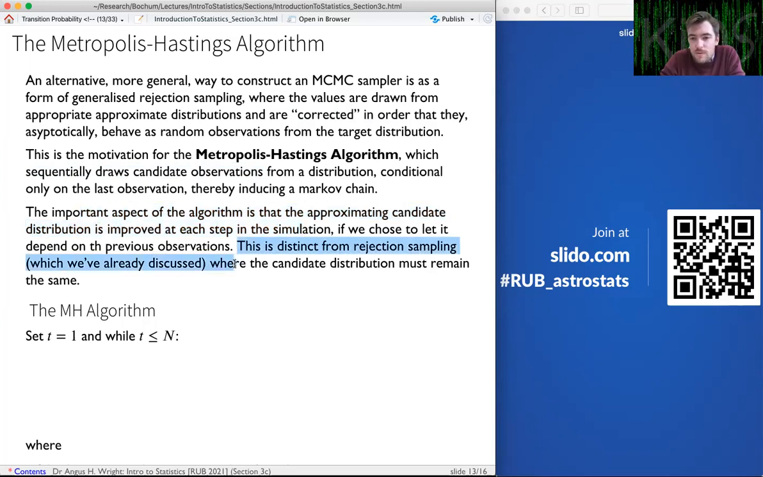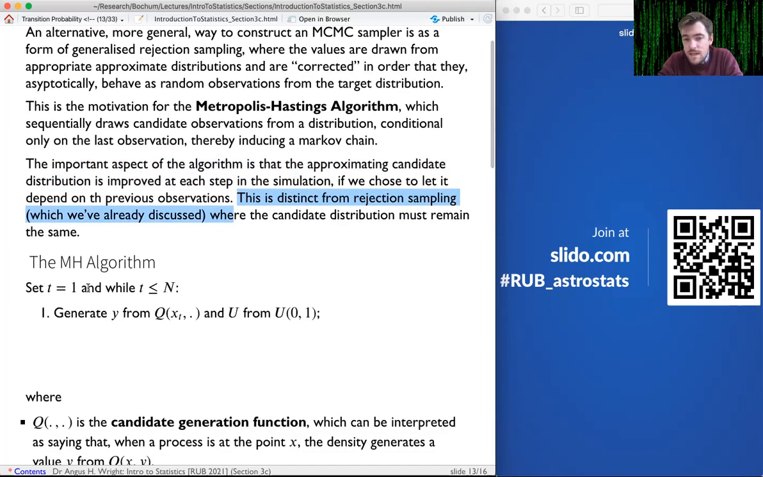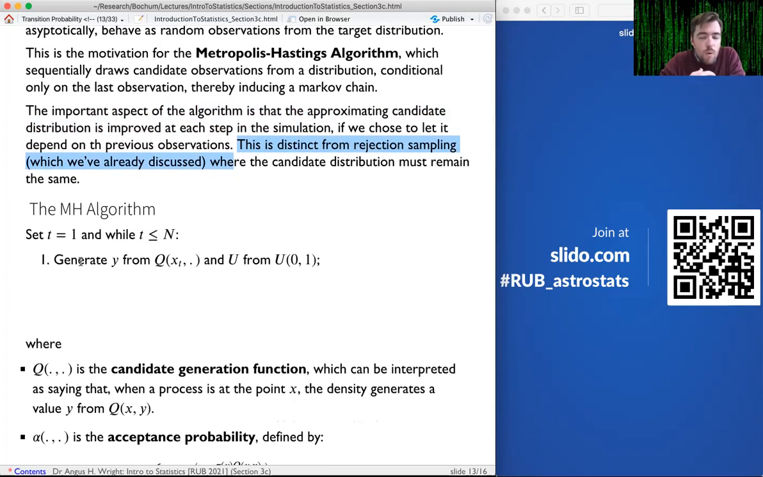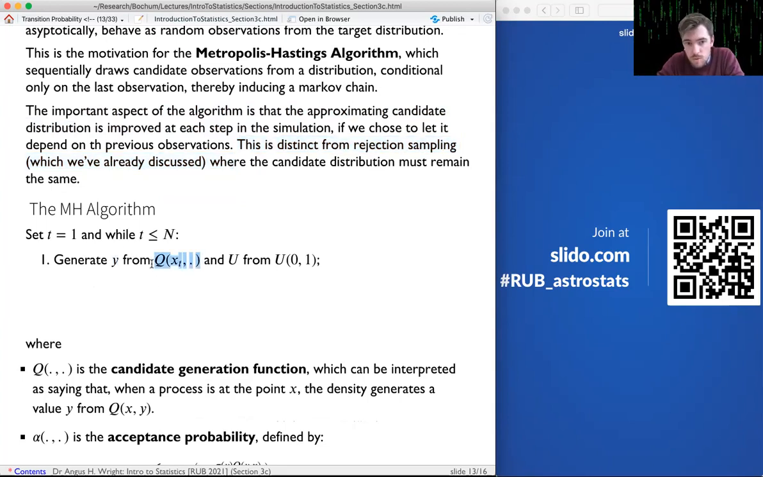That's how it primarily differs from the rejection sampling, where we had some function, we generated a sample, we checked if we kept it, and we kept it or we threw it out. And then we did exactly the same process n times. The Metropolis-Hastings algorithm differs because it generates things in a way that is refined at each step. So the way in which the algorithm proceeds is we generate some y value from this generation function that we'll talk about, q, which is dependent only on the current state, xt.